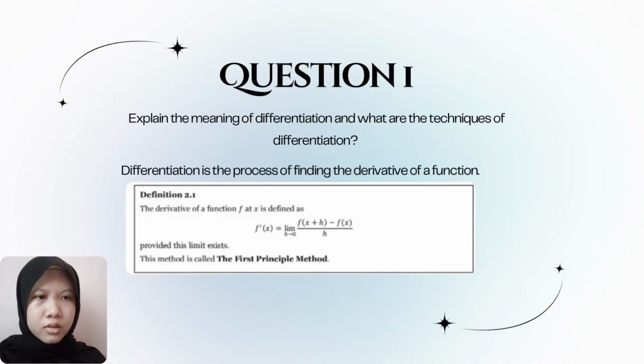For question 1, explain the meaning of differentiation and what are the techniques of differentiation. Differentiation is the process of finding the derivative of a function. The derivative of a function f at x is defined as f prime x equals the limit as h goes to 0 of f(x plus h) minus f(x), over h. This equation provides that the limit exists. This method is called the first principle method.